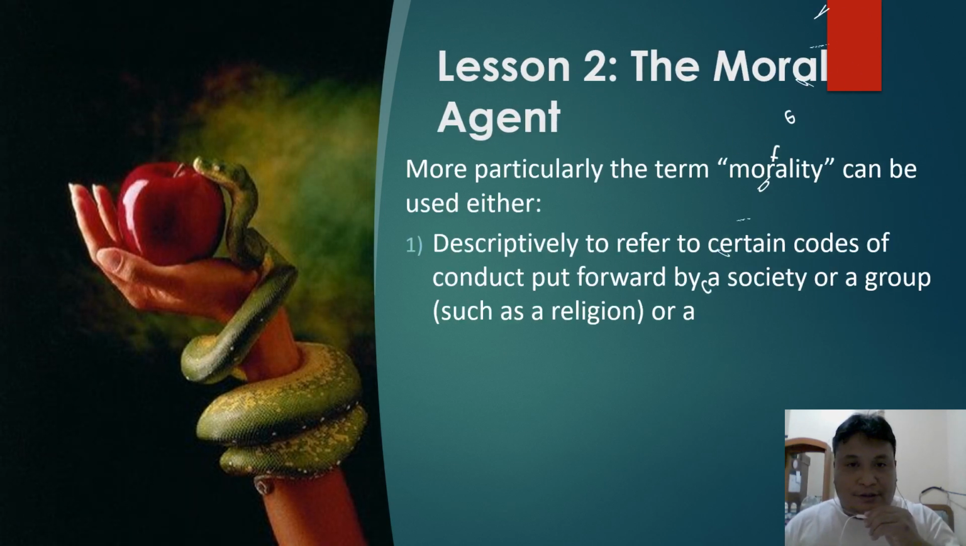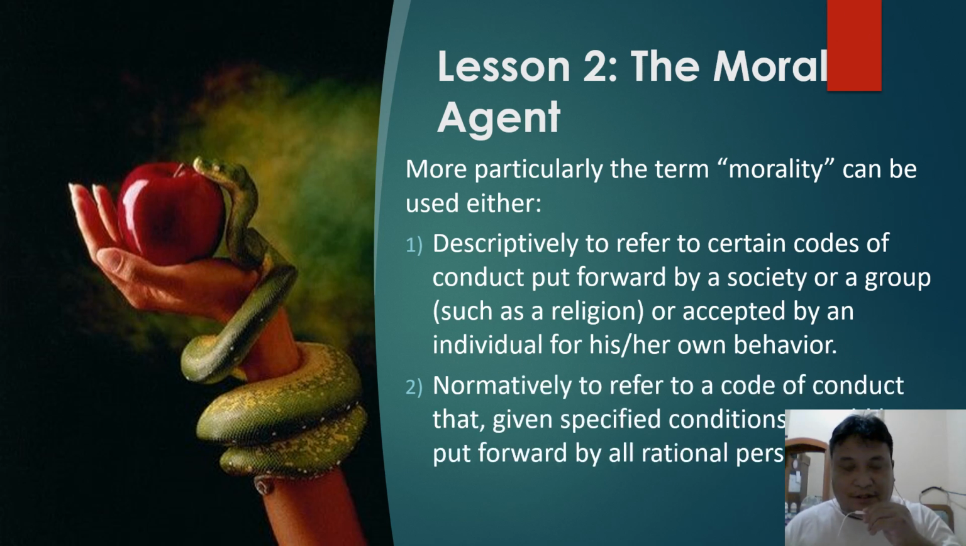so how can morality be used? So as I've said, it has been explained earlier, diba? Descriptively, here, descriptively, to refer to certain codes of conduct put forward by a society or group. So as I've said, an example is religion, no? Because we have different moral standards in each religion. Because one religious sect cannot impose its moral standard on the other religious sect. For example, Roman Catholics to born again Christians, as well as the born again Christians to the Roman Catholics as well.